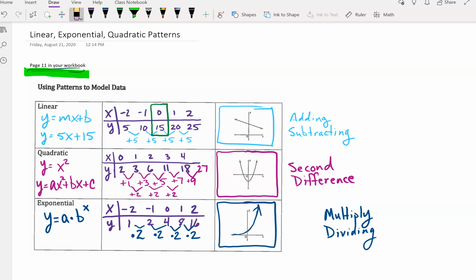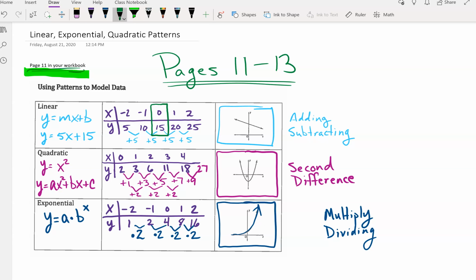Okay? So those are the patterns I'd like you guys to look for as we're thinking about linear, exponential, and quadratic patterns. All right? And you guys are going to be using this information to work on pages from your workbook. The ones that I would like you to make sure you take a look at, I think they start on page 11 and go to perhaps page 13. Okay, we'll double check on that in class.